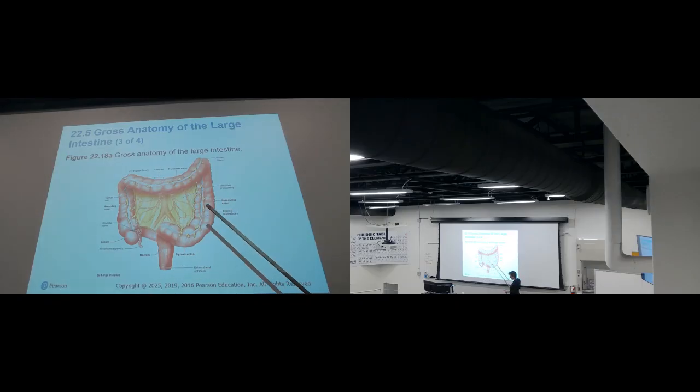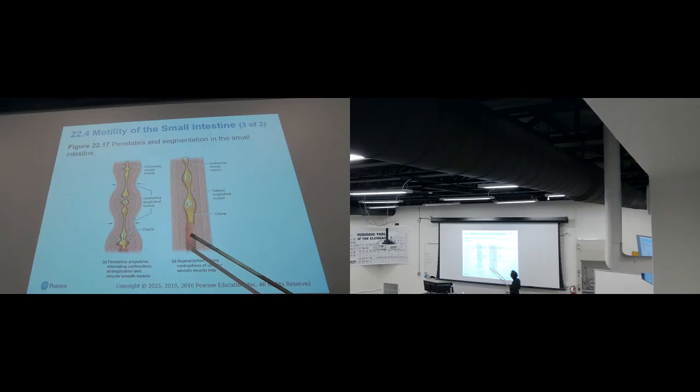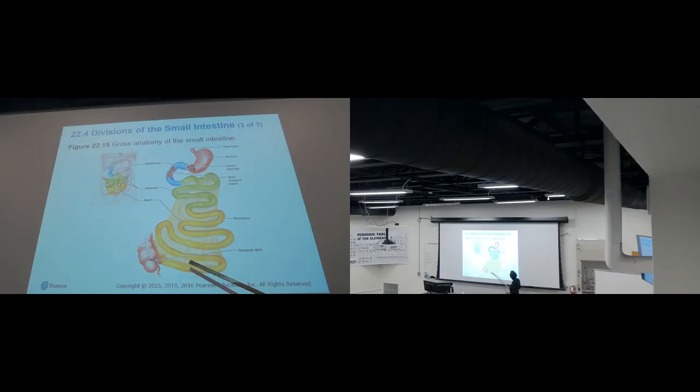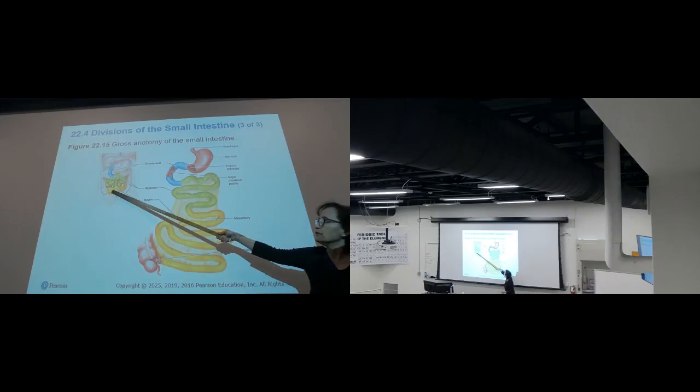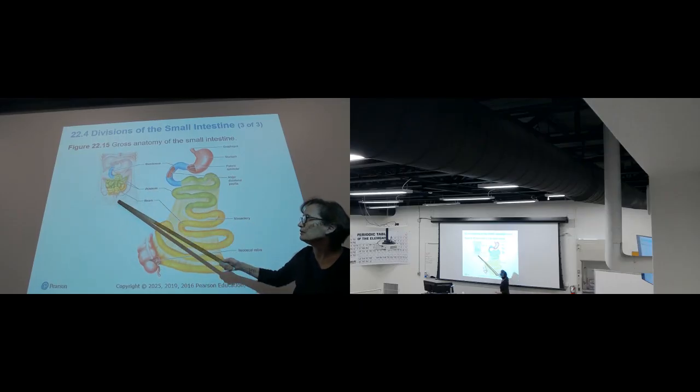So after the ileum, which is here, we have the first part of the large intestine, which is the cecum. And we have a valve, which is a sphincter, that is called the ileocecal valve. And this is the appendix. So now we're going to move to see this part in here.